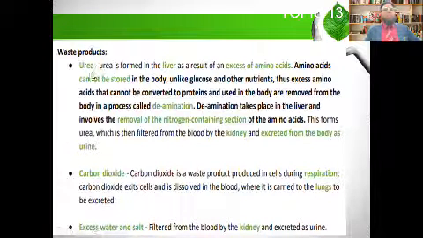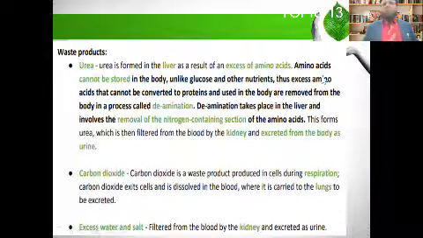For example, number one is urea. Urea is formed in the liver as a result of excess amino acids, because when digestion of food takes place, protein is broken down into amino acids, and they reach the liver through the hepatic portal vein, and this excess amino acid is broken down into urea. This urea is the nitrogenous product which has to be removed by the body.